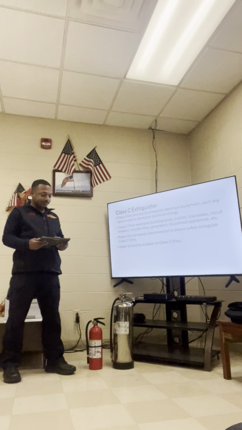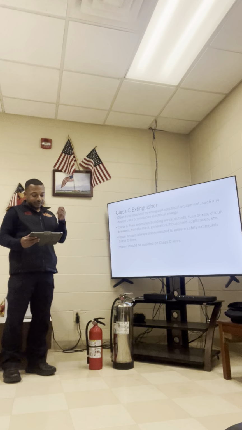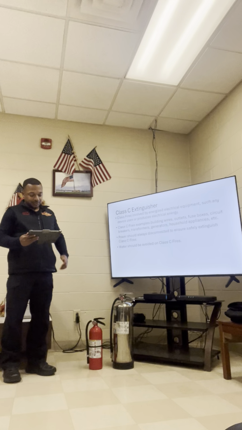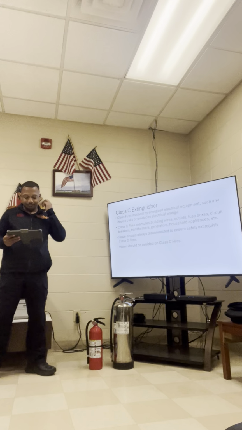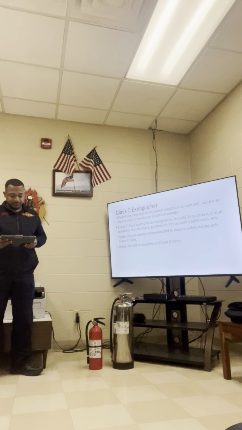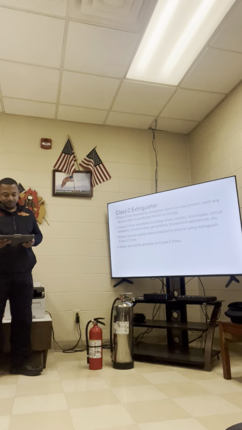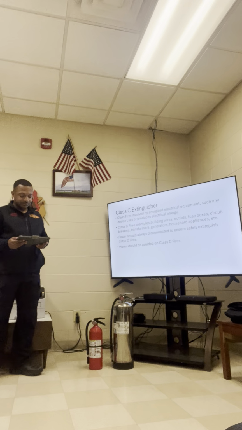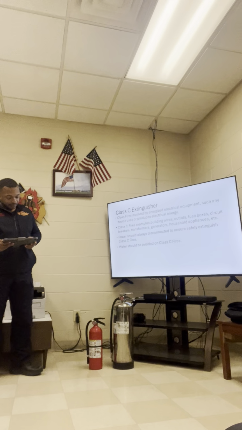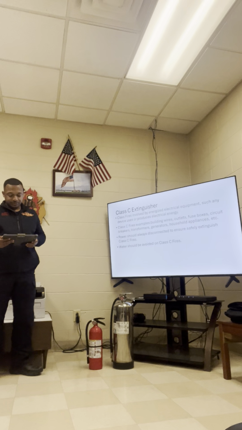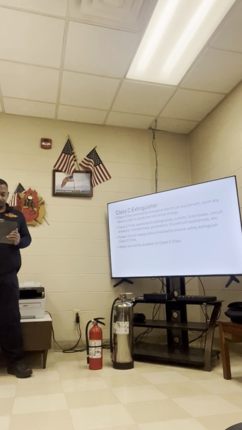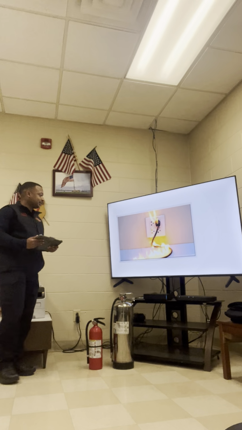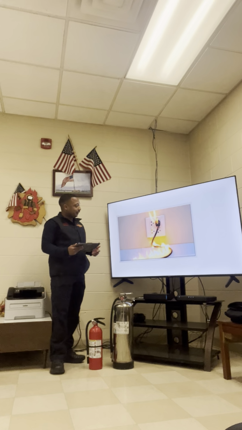Class C fire extinguishers. Class C fires involve energized electrical equipment such as devices that produce electrical energy. Examples of Class C fires are building wires, outlets, fuse boxes, circuit breakers, transformers, generators, household appliances, etc. Power should always be disconnected to ensure safely extinguishing Class C fires. Water should be avoided on Class C fires. Here's a picture of a fire that started from an electrical outlet.